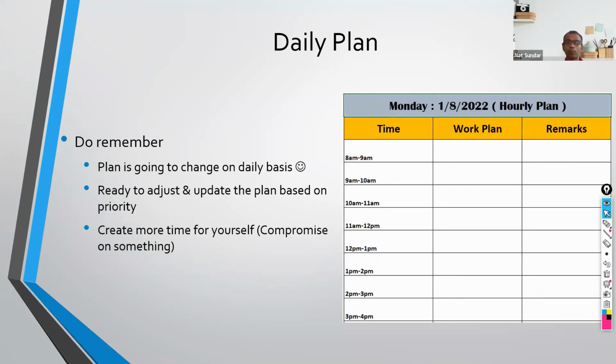Another important point: I want you to cut down the unnecessary distractions. You need to have more time. Then only can you relax and focus on the revision. Right? I want you to be productive.